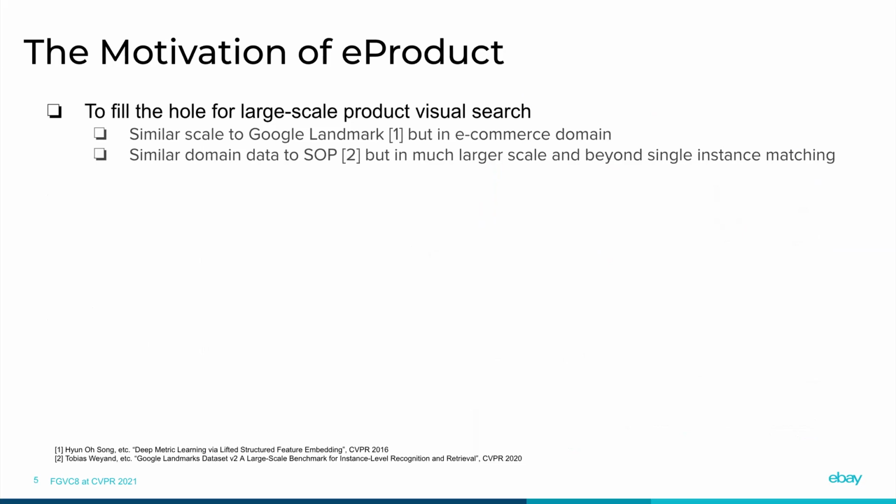The creation of eProduct is to fill the hole for large-scale product visual search. eProduct is at a similar scale as the Google Landmarks dataset, but it's in a totally different domain. And compared to SOP, which is from the same domain, eProduct is also on a much larger scale and goes beyond the single instance level in terms of the ground-truth matches. eProduct is also beyond verticals in e-commerce data such as fashion, which is possibly the most popular category in this area.